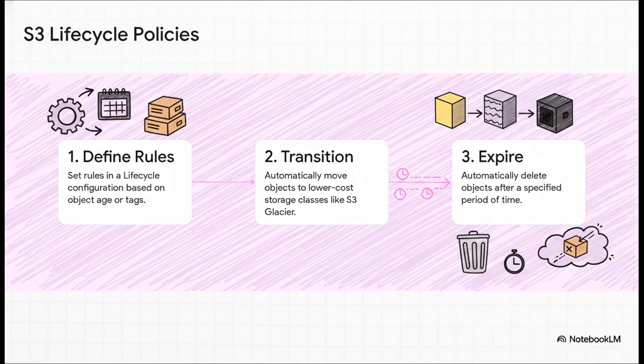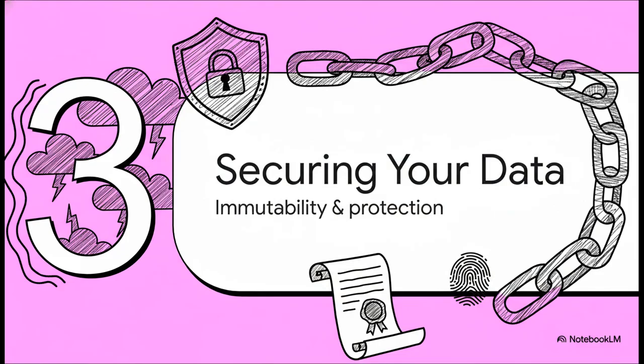You can set up a simple rule that says, hey, after 30 days, move this data from Standard down to a cheaper class. Then, after 90 days, archive it to Glacier. And after 7 years, just delete it. You set the policy once and S3 just takes care of it. Okay, so we've got our data stored in a smart, cost-effective way. What's next?